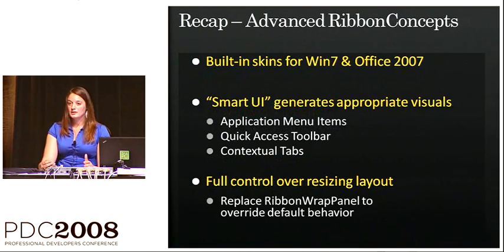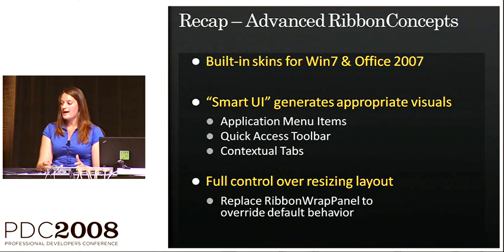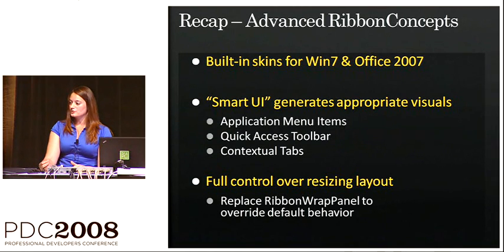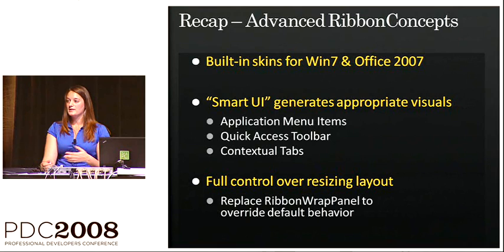With the ribbon, we include built-in skins for both Office 2007 and Windows 7. We have some smart UI in there which will generate the appropriate visuals for your app, including application menu items which switch templates depending on whether or not there's children, a quick access toolbar to help the end user customize their experience, and contextual tabs to hide and show controls as necessary.